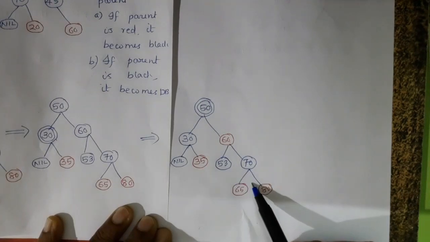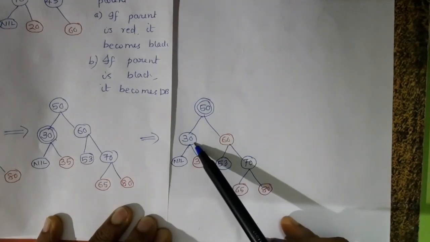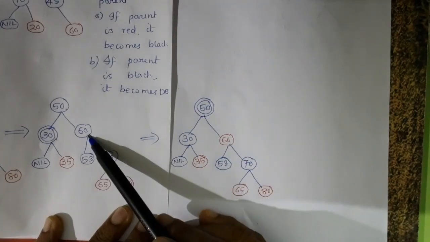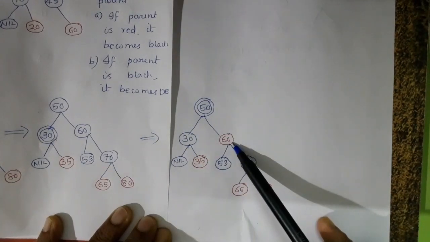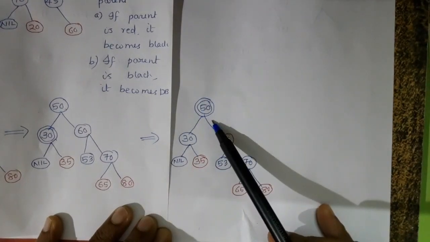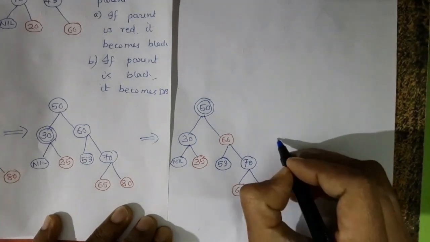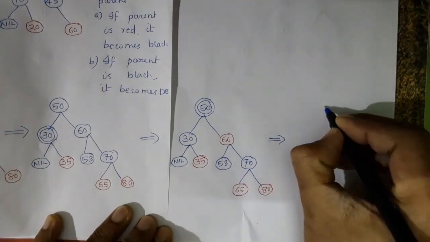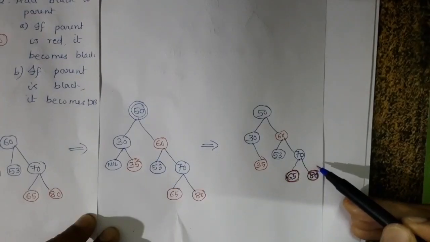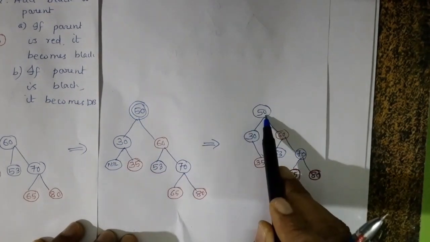So after resolving the issue, tree is like this. Remove one black from 30, it becomes single black. Remove one black from 60, it becomes red node. Then add black to 50, it becomes double black. So here root is double black. So when the root is double black, simply convert it into single black. So this is the tree after deleting one black from 50. So 50 becomes single black.